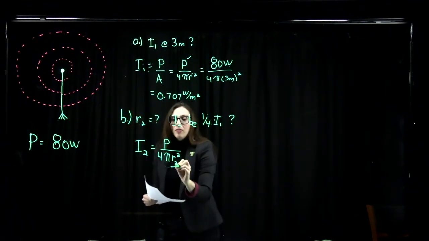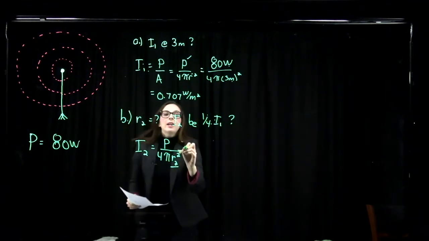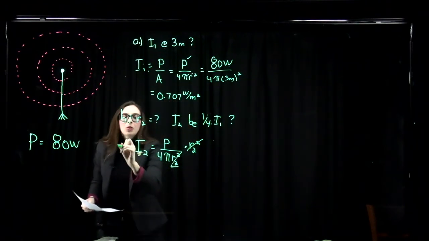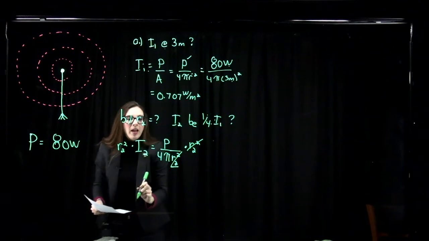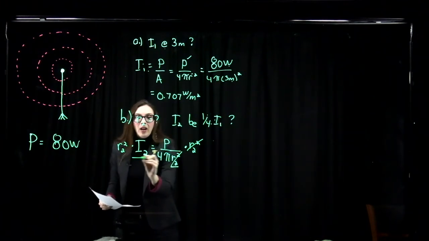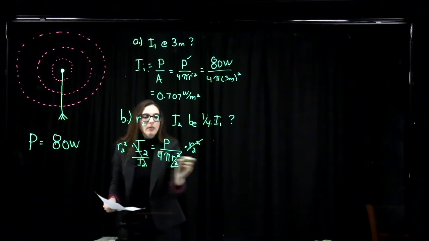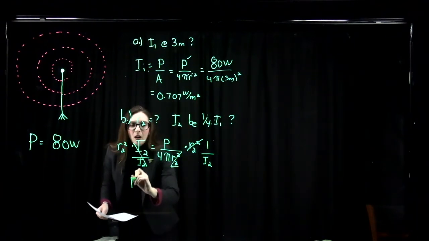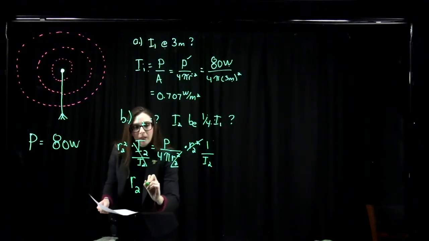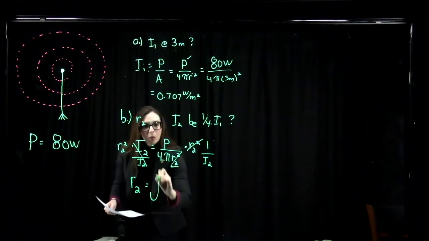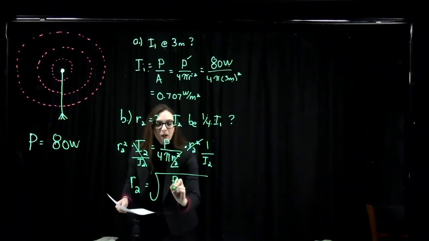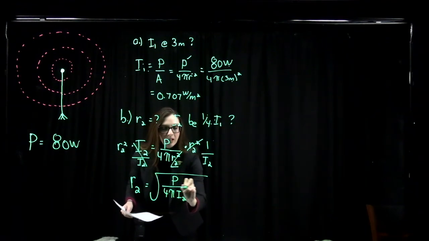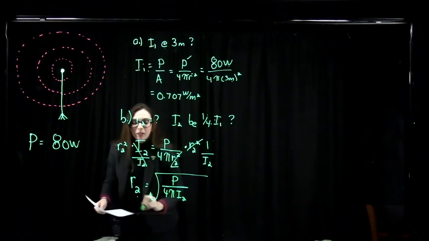So if I solve this for R, what I can do is multiply both sides by R2 squared. That cancels that out over here. Multiply this side by R2 squared, okay? And then what I'll have to do is divide both sides by I2. So then R2 is going to equal the square root of the power divided by 4 pi times the intensity at our new distance away from the source.